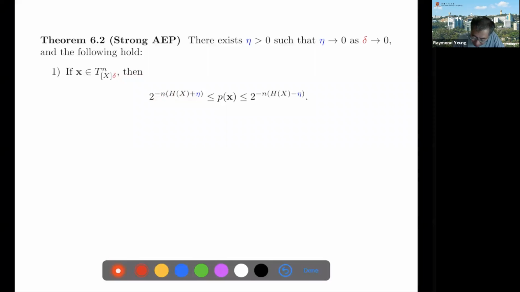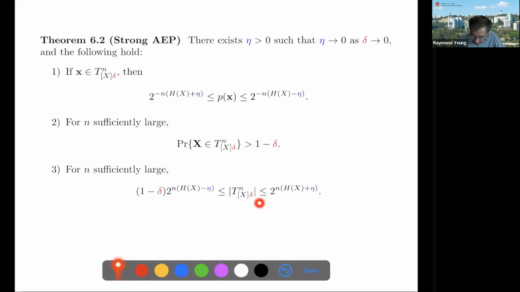Essentially what it says here is P of X is approximately equal to 2 to the power minus n times entropy of X. This is what the first property says. The second property says that you're going to get a typical sequence with very high probability, with probability greater than 1 minus delta. The third property says that the number of typical sequences is approximately equal to 2 to the power n times entropy of X.